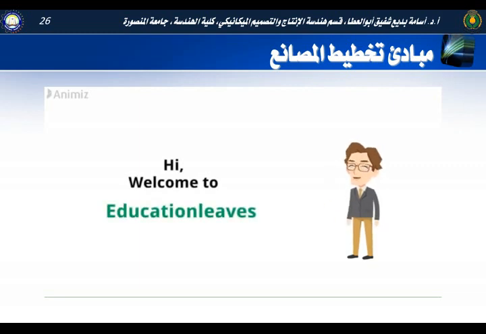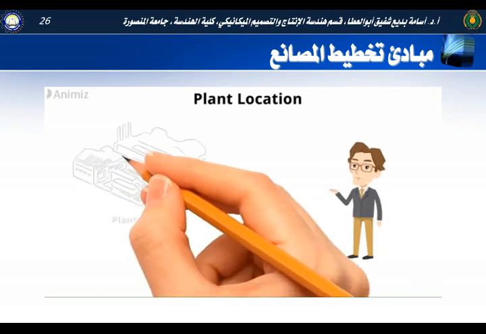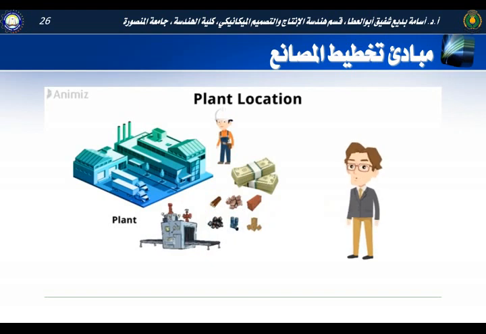In this video, we are going to discuss plant location. Let's start the video. What is plant location? Plant location is a place where men, money, material, machinery, etc. are brought together for manufacturing products.